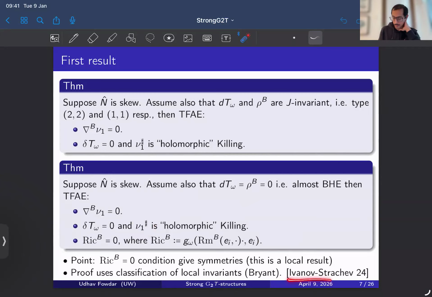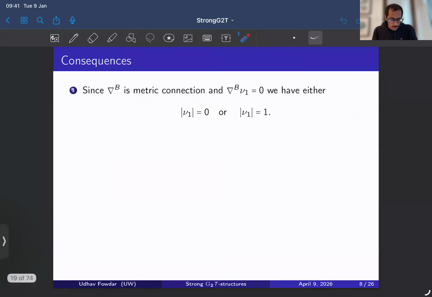A similar result was previously found in the work of Ivanov and Stanciu. But our proof is a little bit different from what they do. In fact, we adapt some results due to Bryant. I'm going to talk about that a bit later on in the G2 case. But first, let me tell you some consequences of what happened in this case. Because nabla is a metric connection, it preserves the one-form. This means that the Lee form has to have constant size. Okay, that's the first consequence of this.